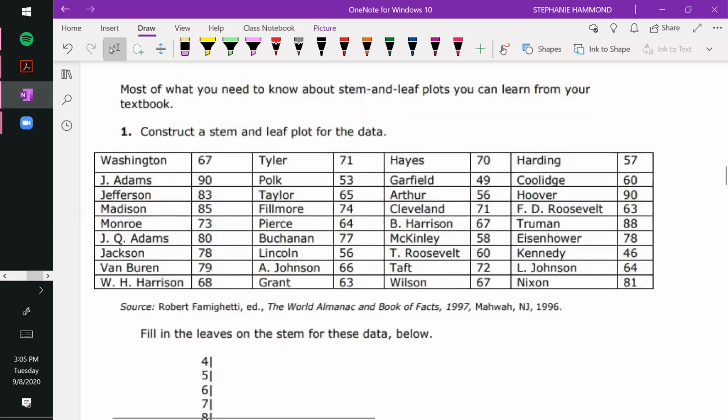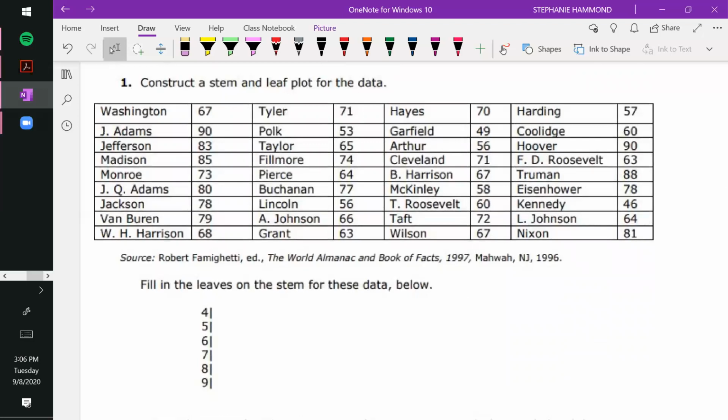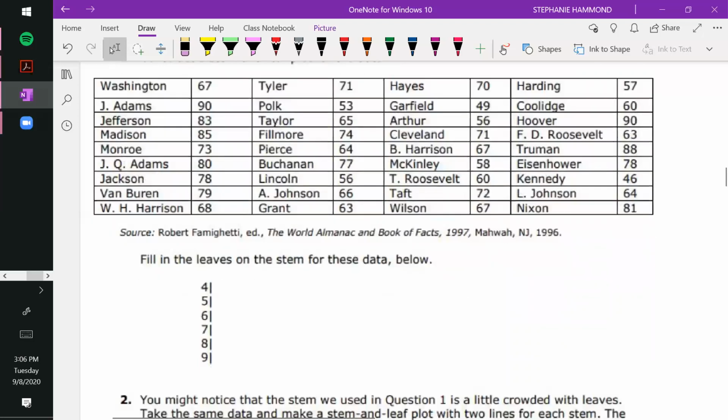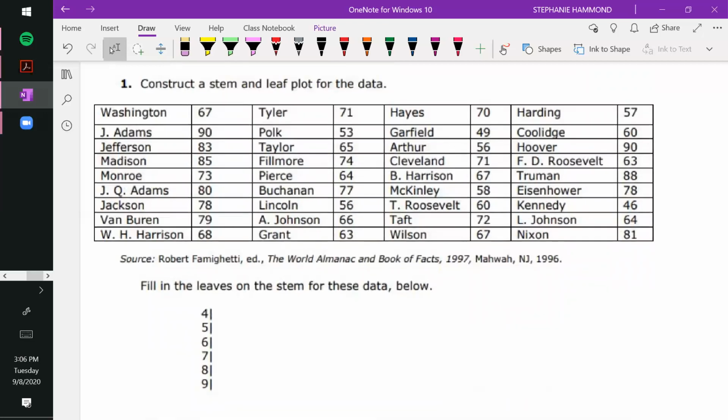We're asked to construct a stem and leaf plot for this data. It looks like we have presidents and possibly their ages at death. So what a stem and leaf plot is, it's a way that we can view data. It's a type of distribution, a type of graph, basically, where we can see the shape of the data, but we can also see the specific values in the data.